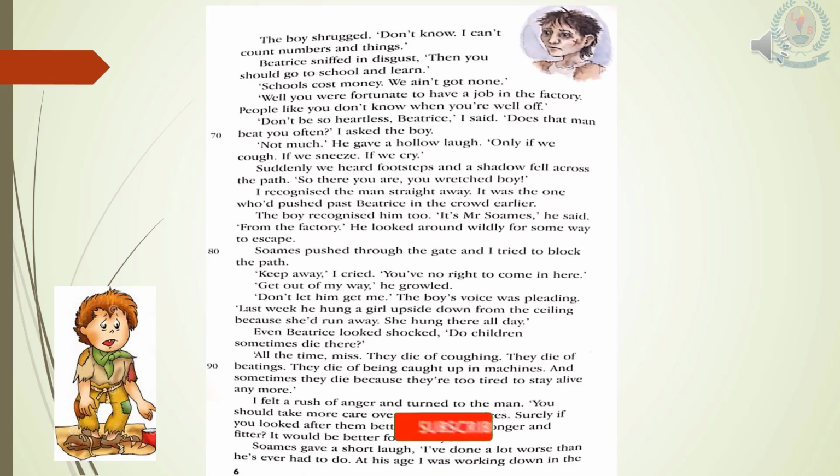Then she asked, do children sometimes die there? Mr. Soames replied, all the time, miss. They die of coughing. They die of waiting. They die of being caught up in machines. And sometimes they die because they are too tired to stay alive anymore. He did not give any value to human life.